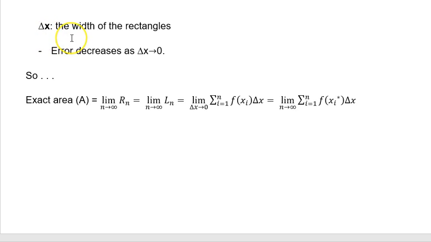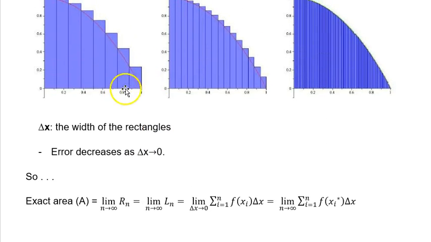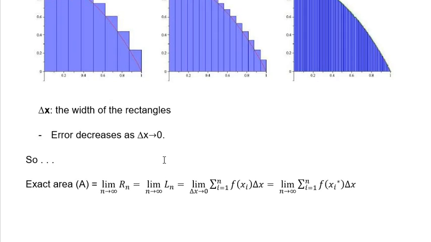Delta x. Delta, as you know from your science classes, means change. So delta x is the width of your rectangles. And so some of the problems today, we had a width of 1, some had a 1/2. And error decreases as your delta x goes to 0. Because if you look at those visuals, this width was much more than this width, and then this was still much more than these. So the smaller your widths get, the less error you have in your area.